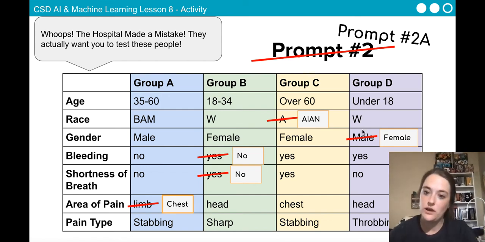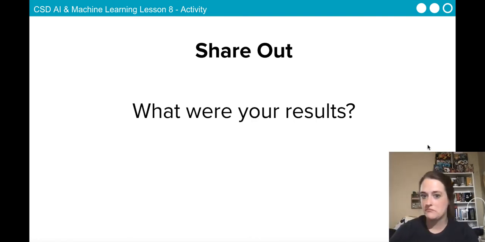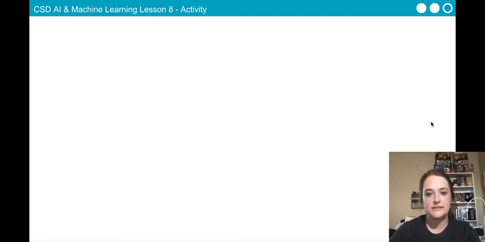Under 18 white female who is bleeding with no shortness of breath and head is hurting with throbbing pain. If he were a white male, he would be a priority, but now that she's a white female, she can just return later. Does that make sense? Is that fair? Those are things that we want to discuss.